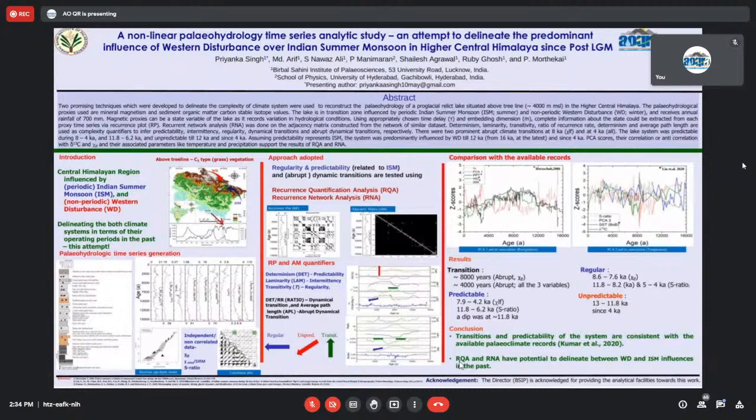We can conclude our study by saying the transitions and predictability of the system are consistent with the available paleoclimate records. Also, Kumar et al. differentiated Indian summer monsoon and westerly disturbance based on d-axis. Based on d-axis, the higher the d-axis, the higher the westerly disturbance influence. Also, RQA and RNA have potential to delineate between westerly disturbance and ISM influence in the past. That's all. Thank you.